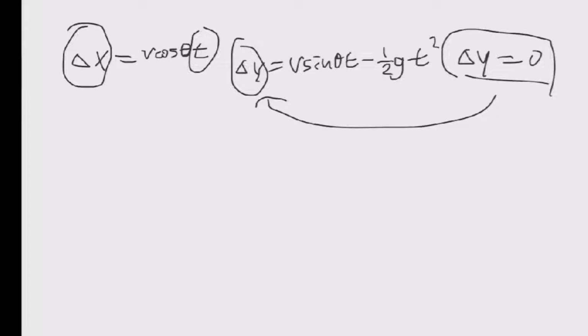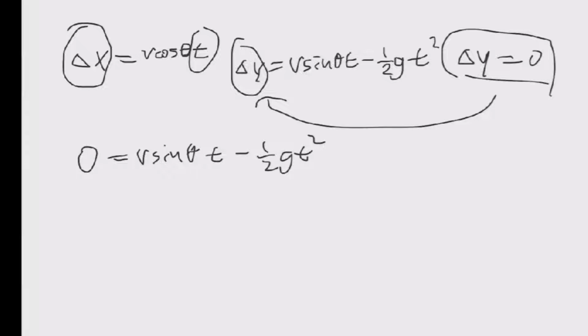What we get is 0 is equal to v sine theta times t minus 1/2 g t squared. So now what happens here? Well, we only have one unknown left in our equation, which is t. So we can solve for t.